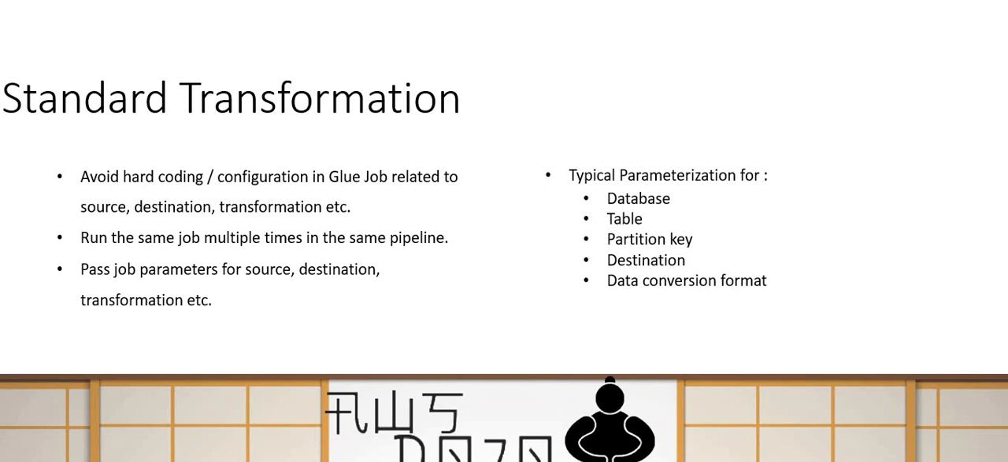But typical parameterization people do is source database name, source table name, partition keys, destination location, data conversion format, whether it's going to be CSV or Parquet or JSON, compression value. All those things can pretty much be standardized and parameterized to make a standard Glue job.